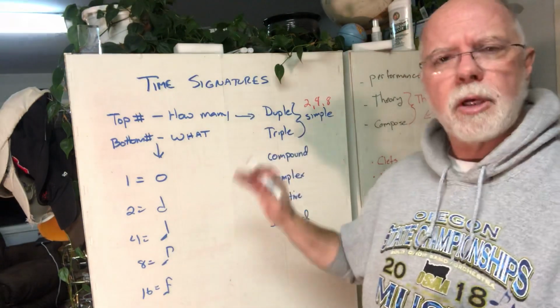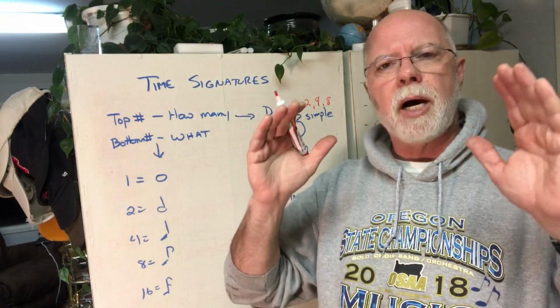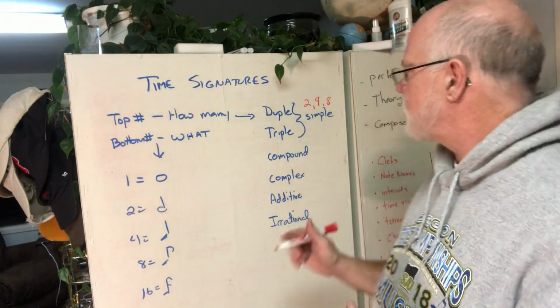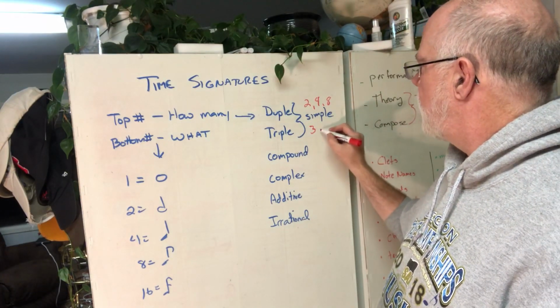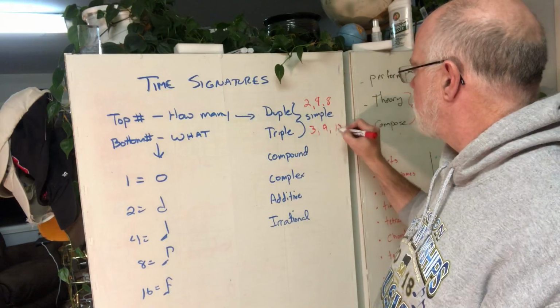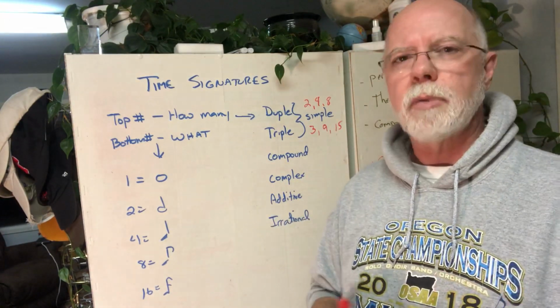A triple, which is another simple time signature, is a note or a number that's divisible by 3 and not by 2. Okay, so it's the exact opposite. So in this case, we'd have 3, we would have 9, we would have 15. Okay, and usually you don't go beyond that. Okay, sometimes, very rarely you would, but you don't.